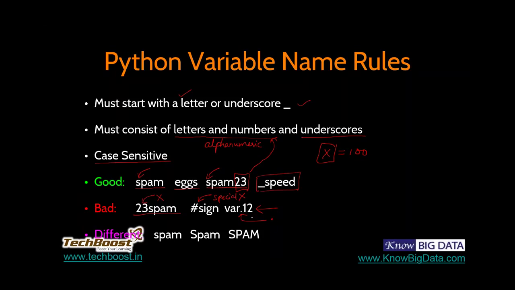Alright. Now what we meant by case sensitive is that small letter spam and capital spam are different. So these, in fact all these three, are different because of case sensitiveness. I hope we now know how to give our variables a valid name.